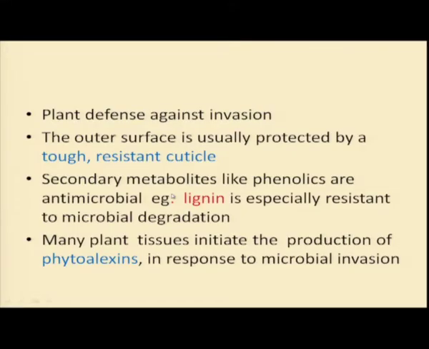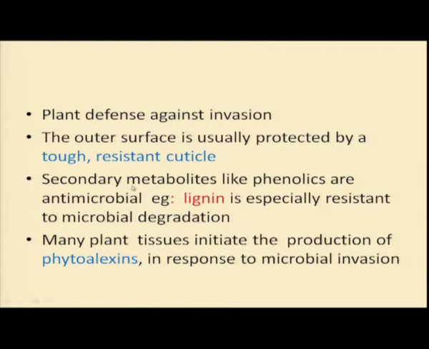So that moisture is required, and this now makes it very ideal for microbes to proliferate. So what happens in the case of a plant growing in a field is that it will have multiple defense layers to protect against invasion. The first, outer surface is usually protected by a tough, resistant cuticle.